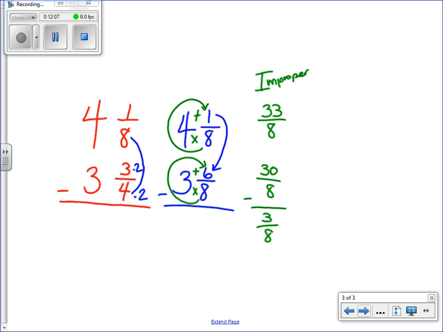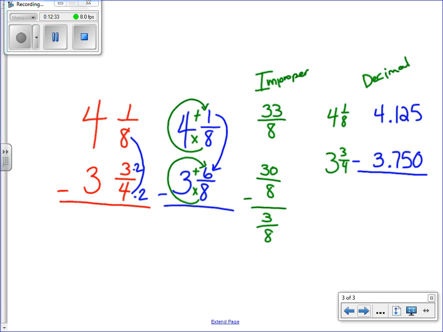Now with a decimal, let's go back to the beginning. We had 4 1/8, 3 3/4. Okay, so we have 4 1/8. Well, we know 1/8 is 0.125, because that's a benchmark, and we're going to put the 4 in front. For 3/4, we know that that's 0.75, so that's a benchmark, and then put the whole in front. I'm going to add a 0 just so they're both sitting with the same place value, and then subtract.